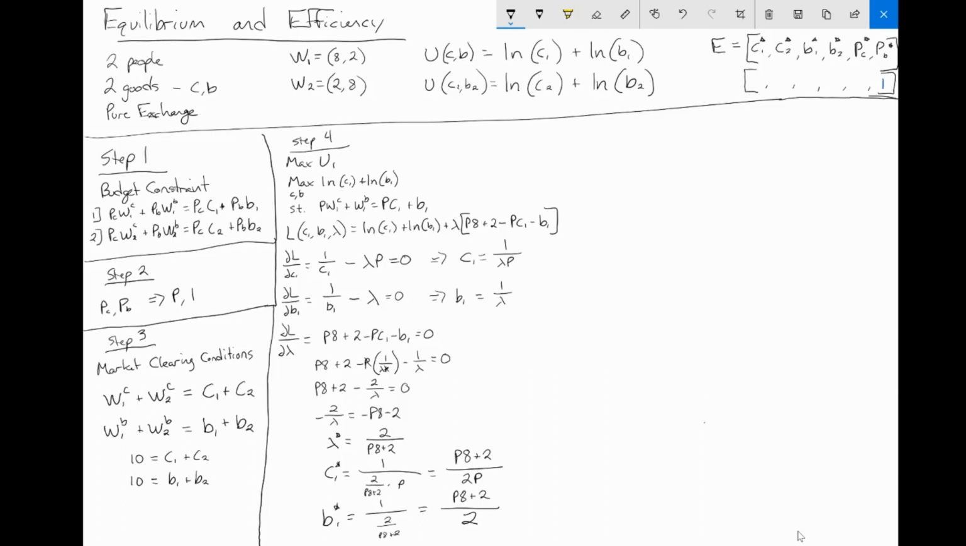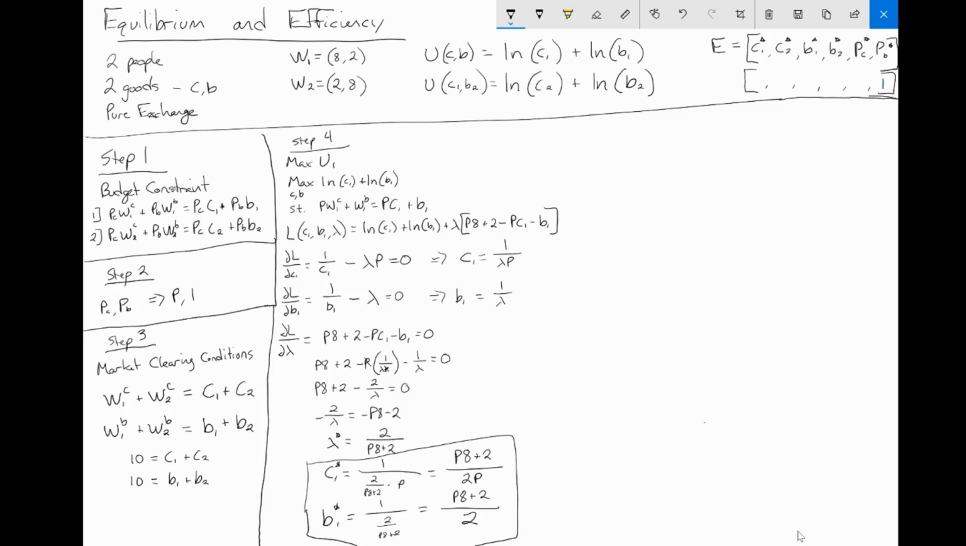All right, now you'll notice that they are still functions of P. That means later we're going to solve for the price and plug it back in, and that will be how we know what their final consumption will be. Okay, so there's step 4. We've solved it. Here are our answers that we were looking for. Okay, but we're not totally done yet because we need to solve for P and plug P back in. We'll get to that in the next step.